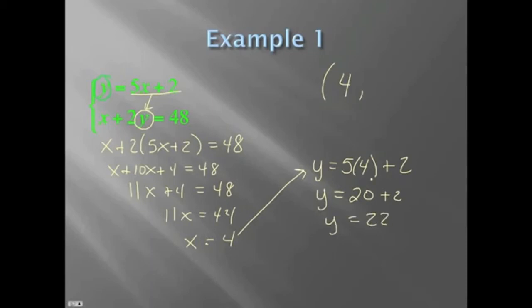Now, as you can see how easy that was, I chose this first equation because I could just plug it right in and just calculate it. If I had chosen to replace this x with 4, I would have still gotten 22. But I would have had 4 plus 2y, had to subtract the 4, divide by 2, do a lot of extra work. You get to choose which one you plug it into. I always try to plug it into the easiest for me to solve. So anyway, I get y equals 22.